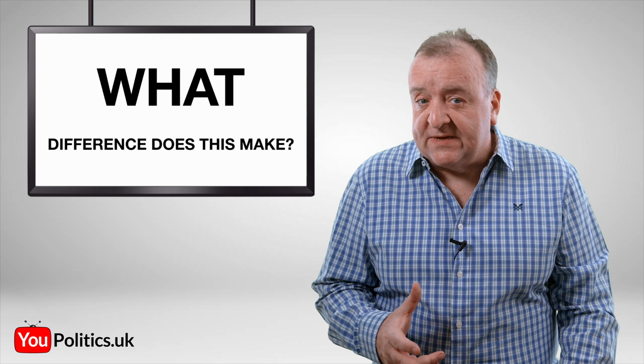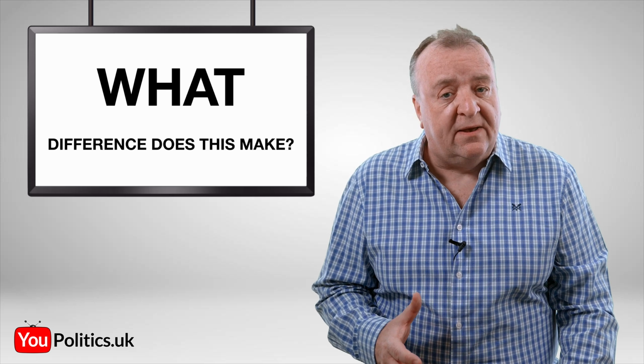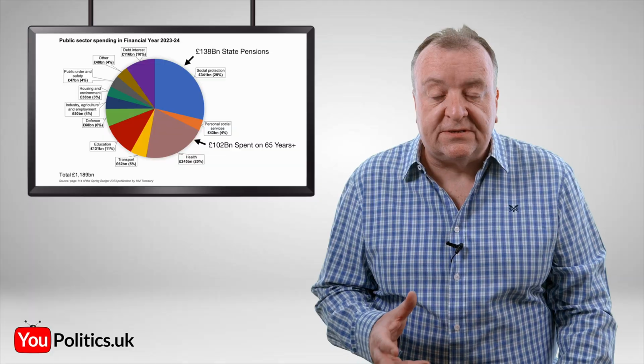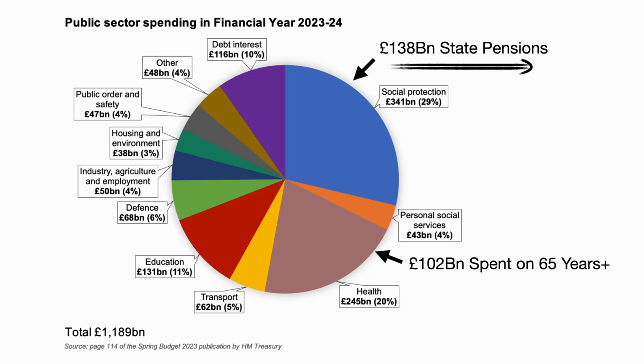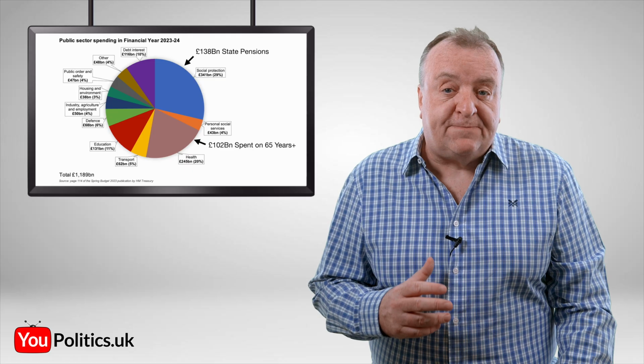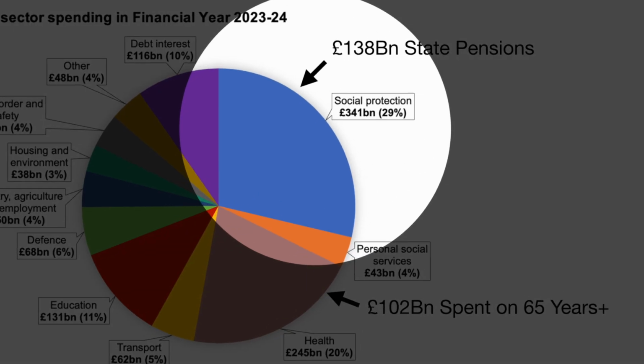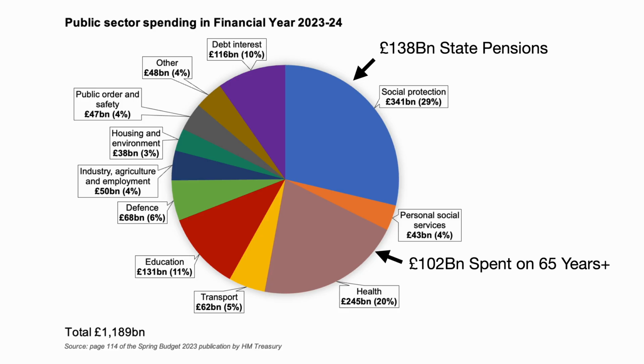So what kind of difference does that make? Well, in the last financial year, government spending on what are called pensioner benefits, which are mainly pensions, was estimated at 138 billion. That's about 11.5% of all government spending on everything, including not just central government, but everything that local government spends as well. That's part of what is shown here as social protection. So if that goes up 37%, you see the problem. That's another 51 billion per year to be found.